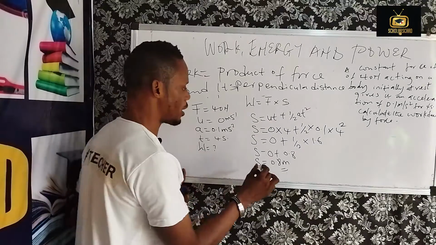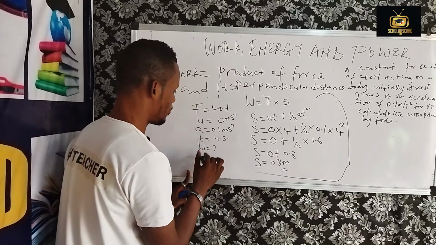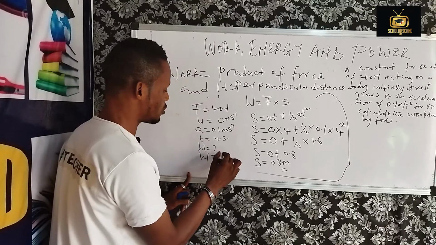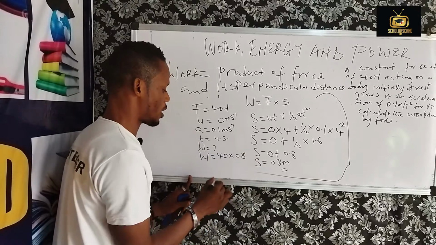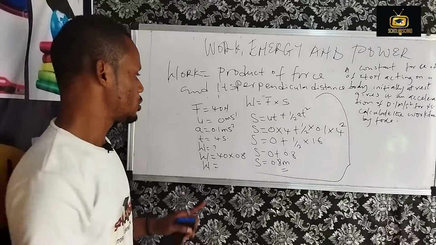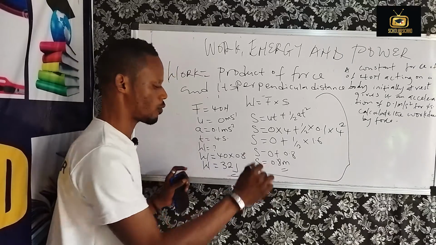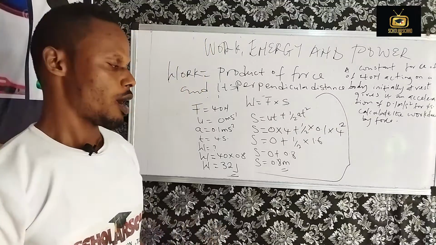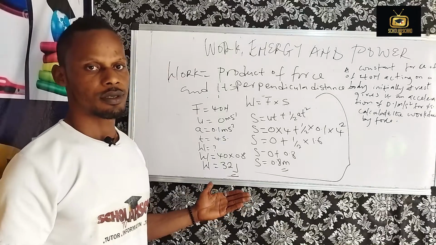Therefore, our work done, W, will be equal to force. Our force is 40 Newton times the distance which I have calculated, 0.8 meter. So everything here, when you use your calculator to check it, gives you 32 joules. 32 joules, which is our unit for work. I hope I've explained to your understanding.